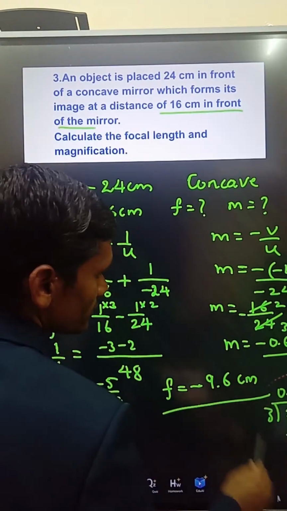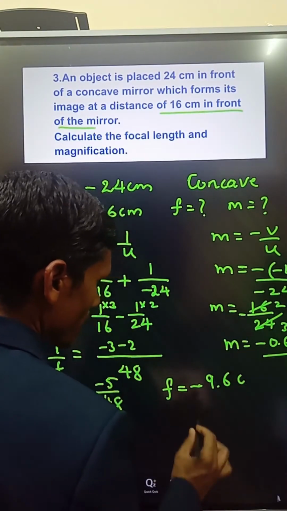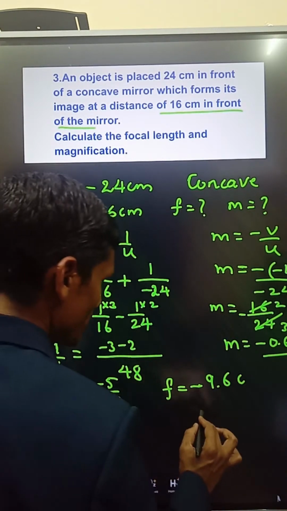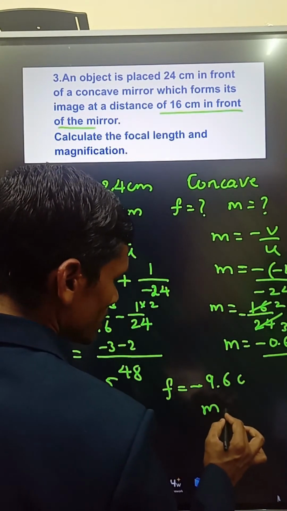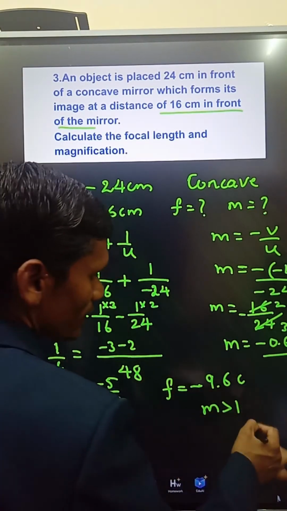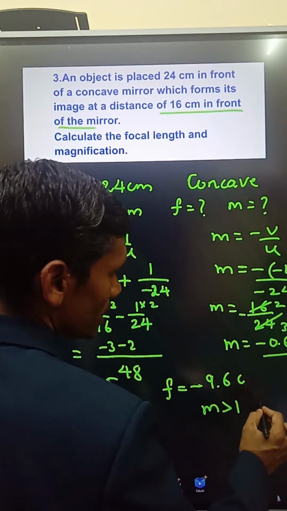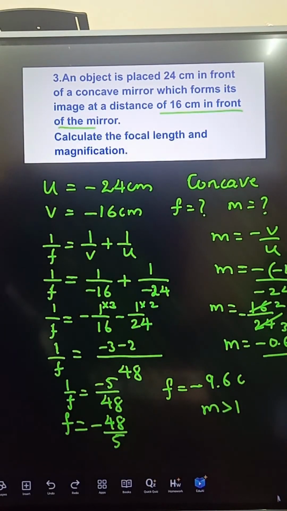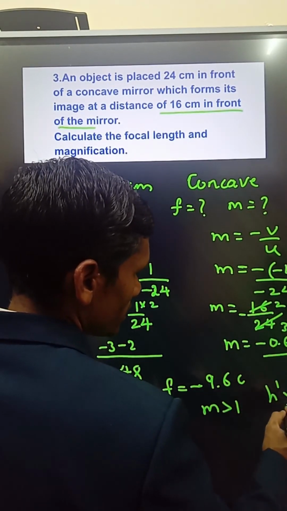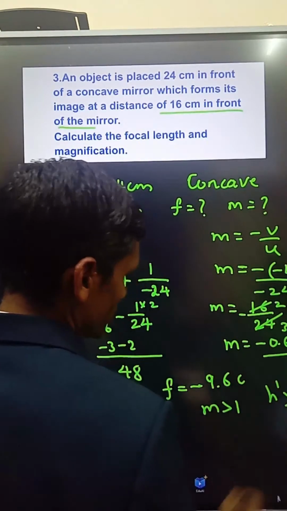Okay, magnification. If the magnification is greater than 1, what can we say? The image is bigger than the object. Remember, the size of the image is bigger than the object. So what can we say? The image height is greater than the object height.